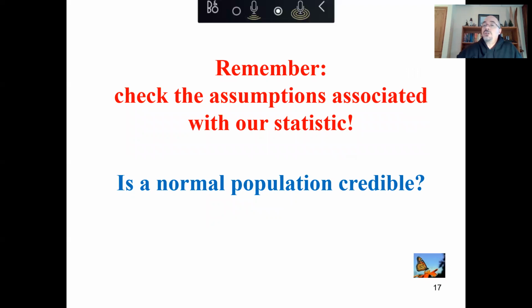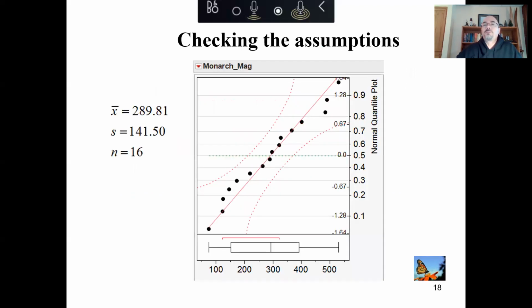Remember, we have to check the assumptions associated with our statistics. You should have those memorized by now, okay? If you don't, get them memorized. Is a normal population credible? Well, ladies and gentlemen, the sample size is less than 30.